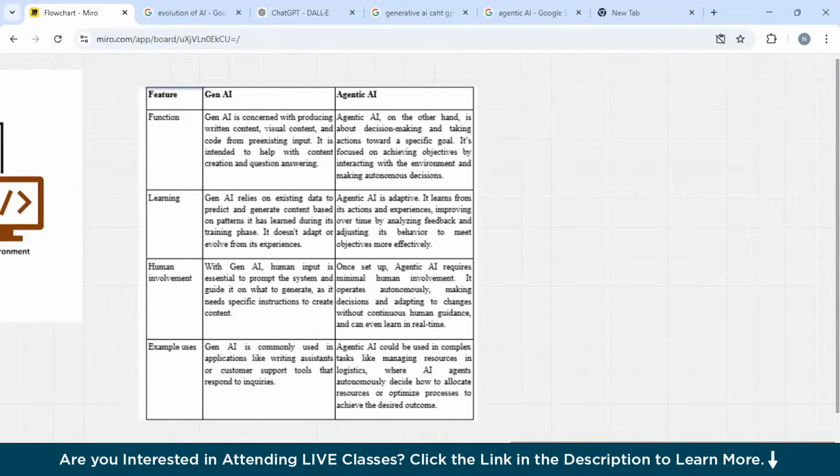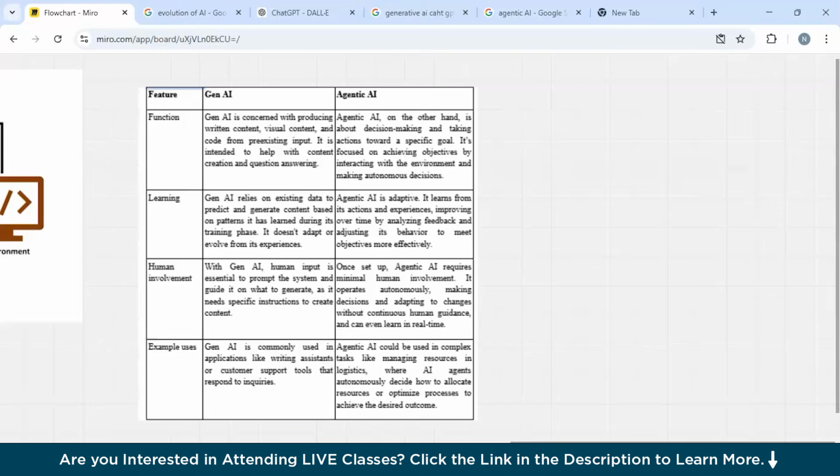So guys, let's recap once more. If we talk about function, Gen AI is more concerned with producing written content or visual content, and it can even code from pre-existing input. But agentic AI is all about decision making, taking actions towards a specific goal. It is focused on achieving objectives by interacting with the environment and making autonomous decisions. Gen AI relies on existing data to predict and generate content based on patterns it has learned during its training phase, but it does not adapt or evolve from its experiences.